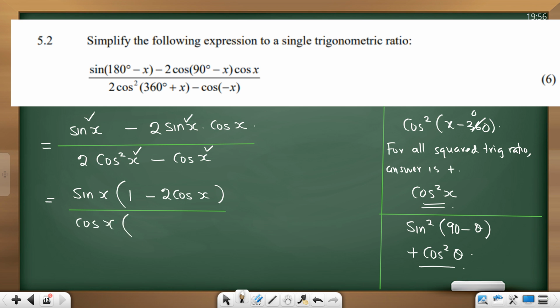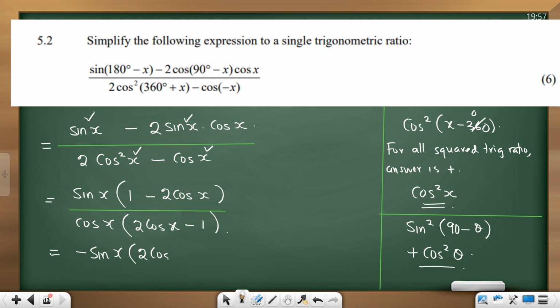Cos x. What do I have? 2 cos x minus 1. Oh, they look alike, but they are not the same. Guys, you never ever forget your algebra. These things look alike. I can bring in a sign change by multiplying one of them by a negative. I don't know if you remember that from grade 10.